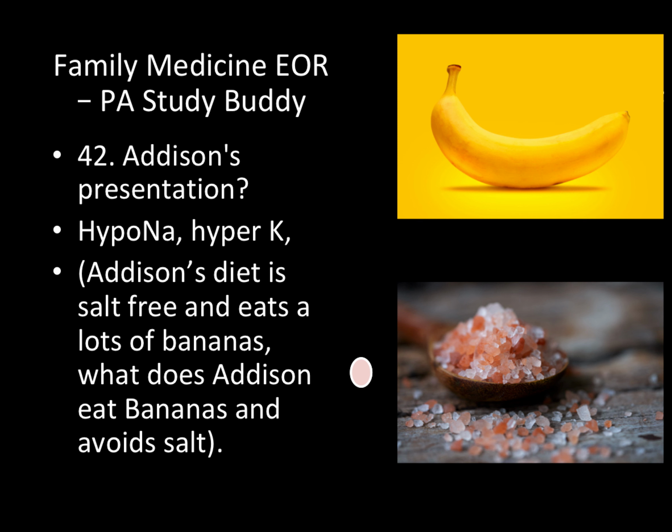So they're going to ask you, patient has Addison's disease, what can you expect to see in the lab work? They're going to give you hypernatremia, vice versa, hypokalemia, hyperkalemia, or hypo. Just think of what does Addison's diet consist of. Her diet is salt-free, hyponatremia, and she loves bananas. Hyponatremia, hyperkalemia.